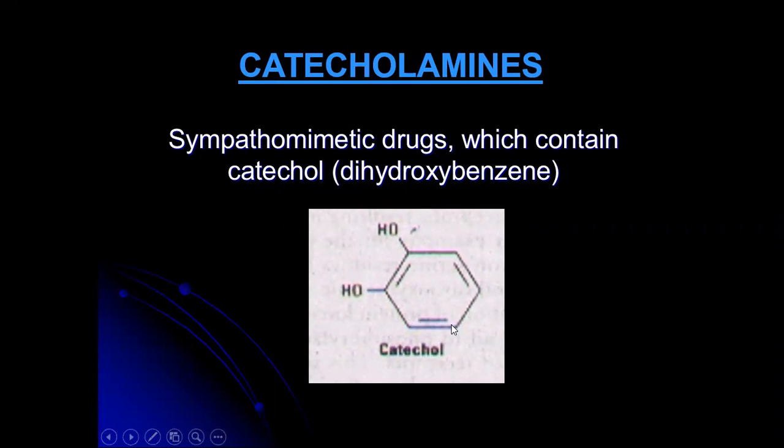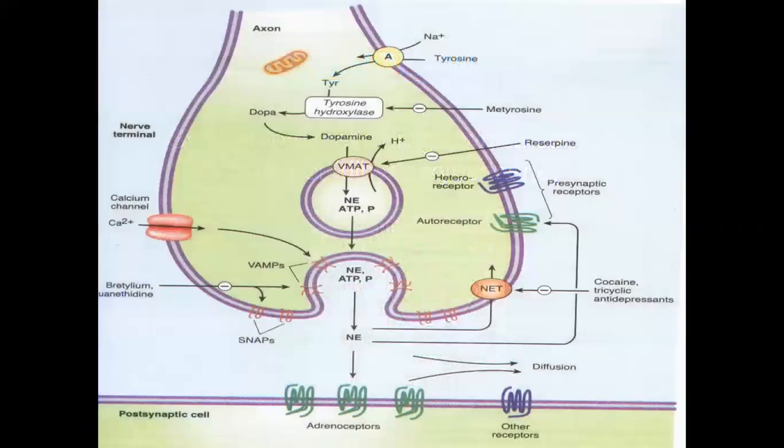This is the ring structure to which two hydroxyl groups are attached. So that's why we call them catechol. That ring structure gives them specific characteristics. Now here is the nerve terminal. This is actually a schematic diagram of a generalized noradrenergic junction.